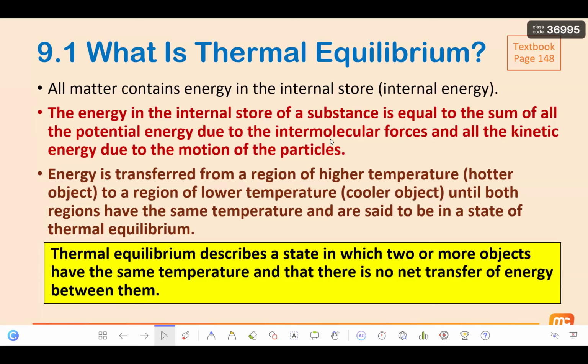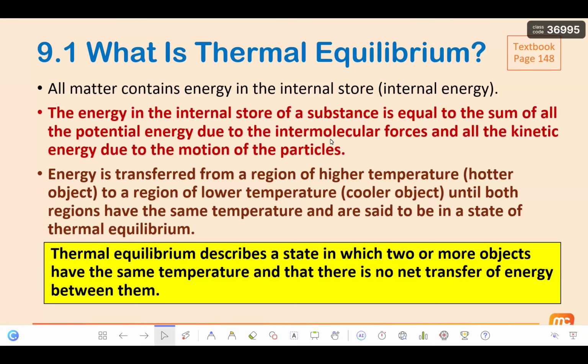You've learned before that the word equilibrium means balance. For an object to be in equilibrium, the net force must be zero and the net moment must be zero. For an object to be in thermal equilibrium, it means that the temperature on both sides must be the same. Otherwise, energy will always flow from higher temperature to lower temperature.